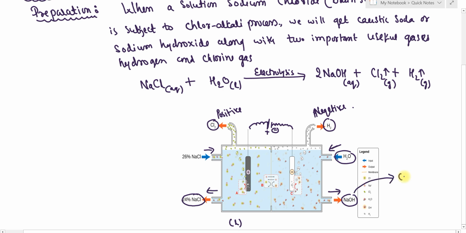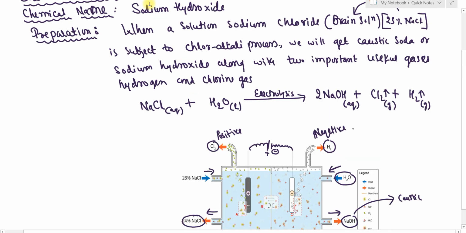So the reaction is as follows. I am going to explain the preparation. When a solution of sodium chloride or brine solution, that is 26 percent, is subjected to the chloralkali process, why is this whole process called the chloralkali process? Chlorine gas is liberated, and sodium hydroxide, which is an alkali, is also produced. Both are produced, hence it is called the chloralkali process.